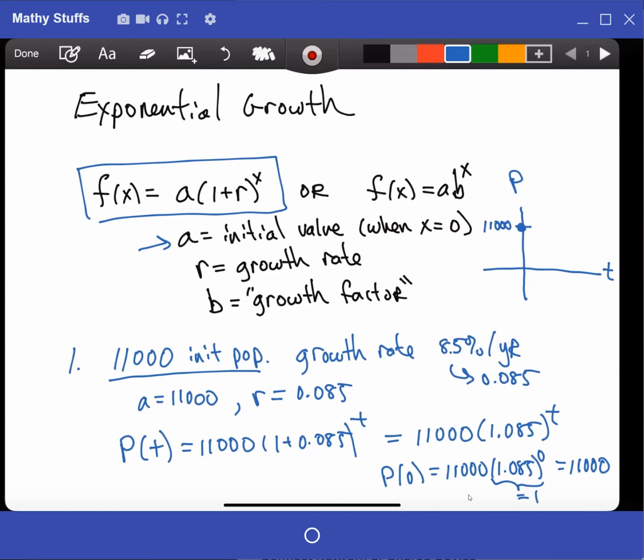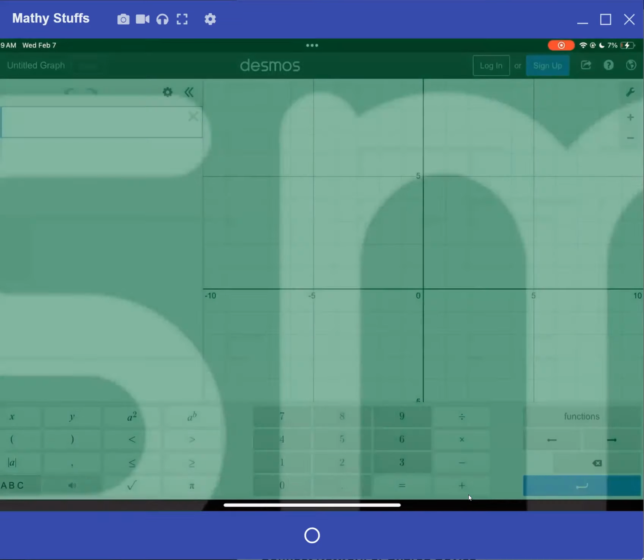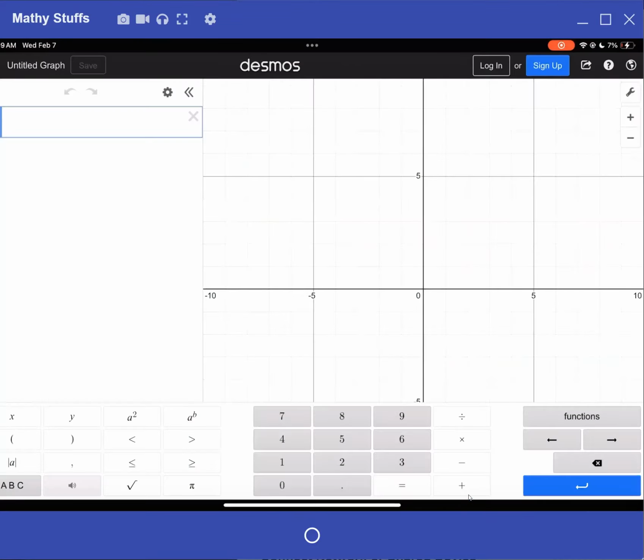And we could get a couple extra points, or we could put this into a calculator. We could go to Desmos. Let's maybe do that real quick here, because I think I can do that on my board. So I'm going to enter here 11,000 times, and then I got a parenthesis, 1.085. I don't really need this parenthesis, but it's modeling what we had before. And then I'm going to raise that to the, well, it looks like Desmos wants an x here. We could do t, but I think it's going to be a lot happier if we just do this. And that is my graph.